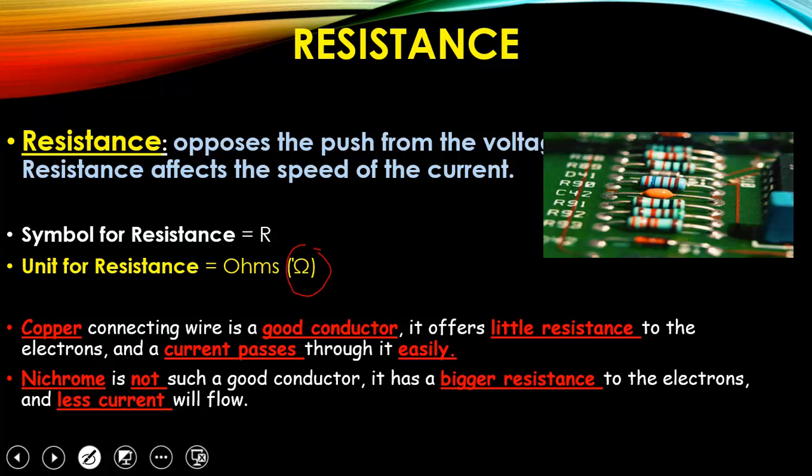Nichrome is not such a good conductor. It has bigger resistance to the electrons and less current will flow. Okay, so we try to use material that has little resistance in the electric circuit. So we prefer using copper in the connecting of electric circuits.